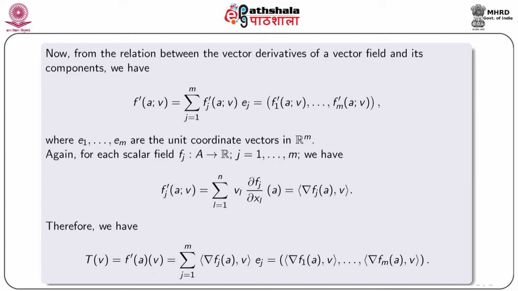Again, for each scalar field fj from A to R, where j runs from 1 to m, we have fj'(A;v) equals the summation over l from 1 to n of vl ∂fj/∂xl at the point A, and this equals the inner product of grad fj(A) and v. Therefore, we have T(v) equal to f'(A) operated on v, equal to the summation over j from 1 to m of the inner product ⟨grad fj(A), v⟩ ej, and that equals the ordered m-tuple whose first element is the inner product of grad f1(A) and v, continued in this manner, the last term being the inner product of grad fm(A) and v.